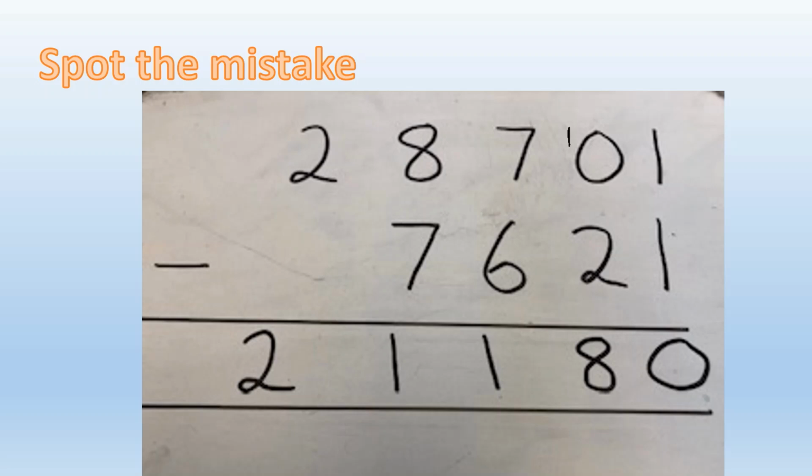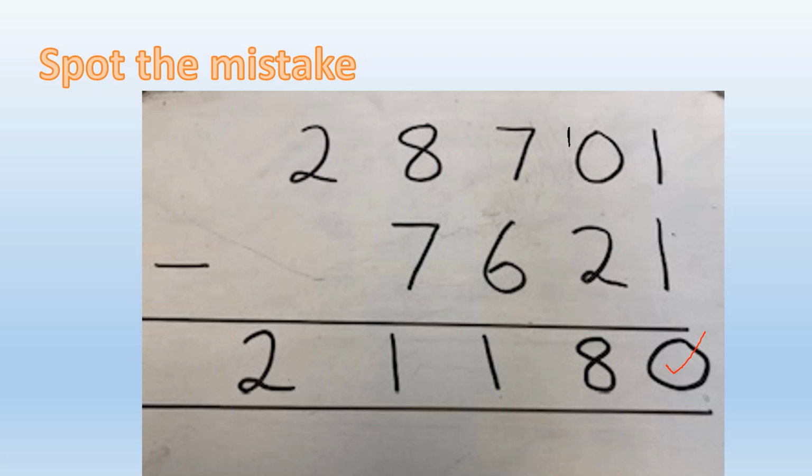Okay, final problem. Here is a problem that somebody has tried to solve, but there is a mistake. Can you work out where they have gone wrong? Pause the video and then we'll go through it together. Okay, let's go through it step by step. Let's start with the units first. 1 unit take away 1 unit is 0, so that's correct.